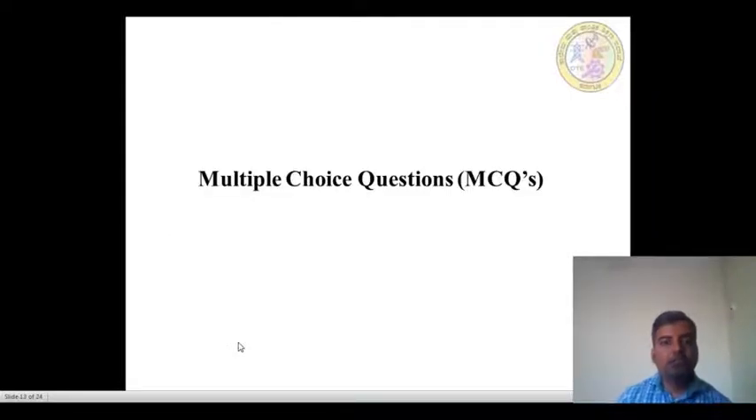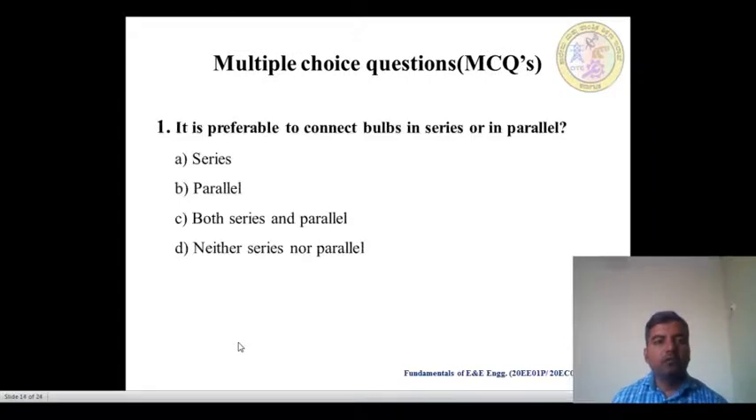Now students, we solve some MCQs. The first MCQ is: is it preferred to connect bulbs in series or in parallel? Four options are there. A is series, B is parallel, C is both series and parallel, D is neither series nor parallel.